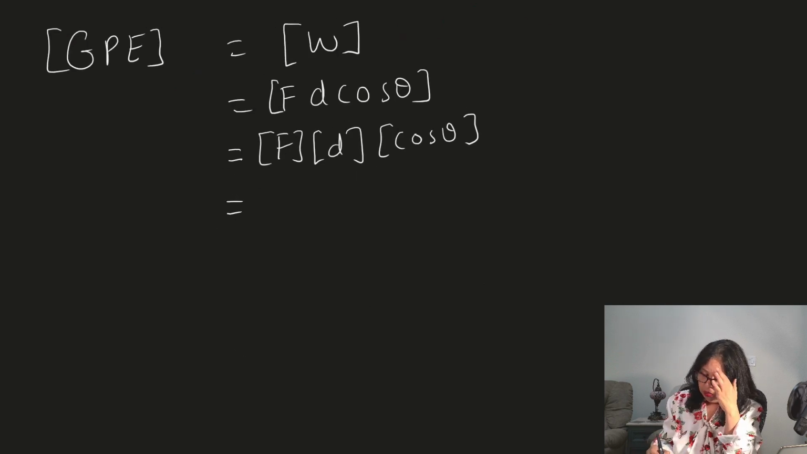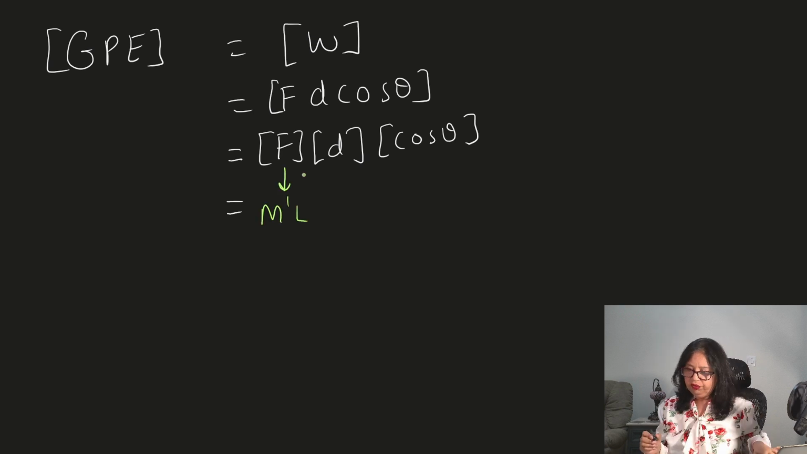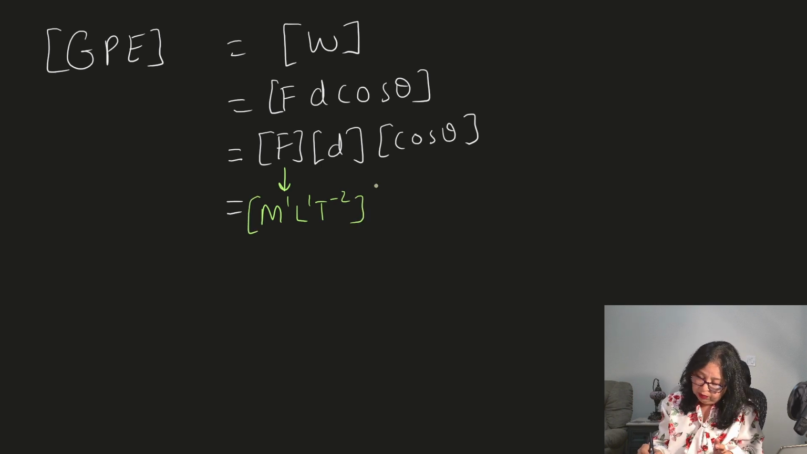Okay, force now is M1, L1, T minus 2. Then I have this D. D is M0, L1, T0.